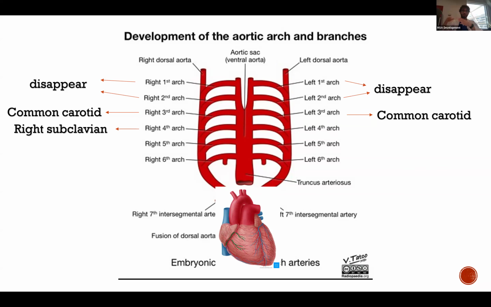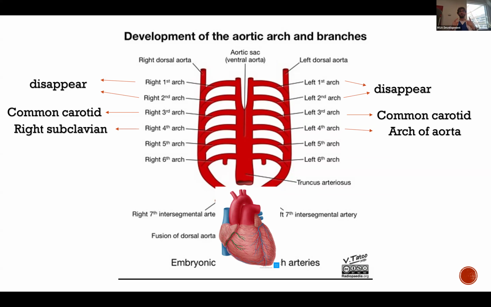The left subclavian will come from somewhere completely different. We will talk about it later. Right, the left atrium came from somewhere else. Even the left subclavian will come from somewhere else. Everything on the left, they just like to do things on their own. The left fourth aortic arch will give us the arch of the aorta.